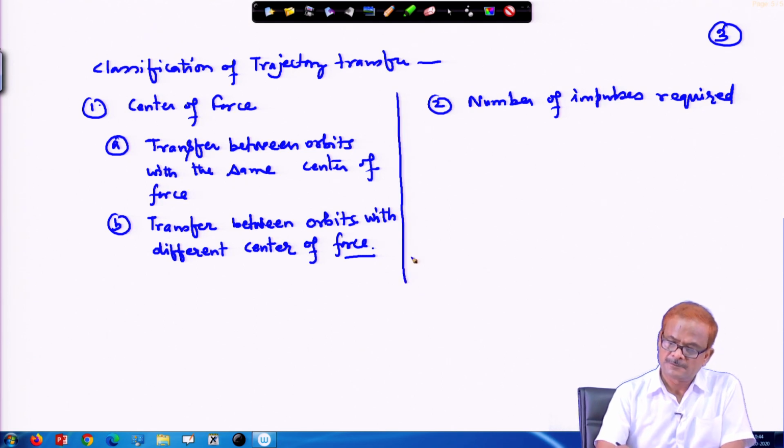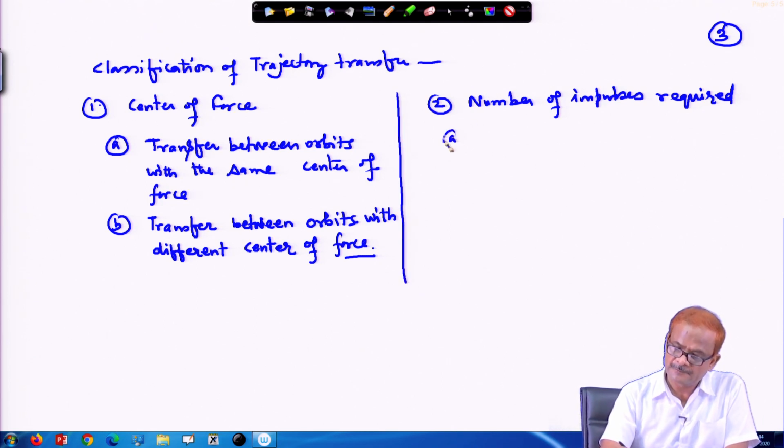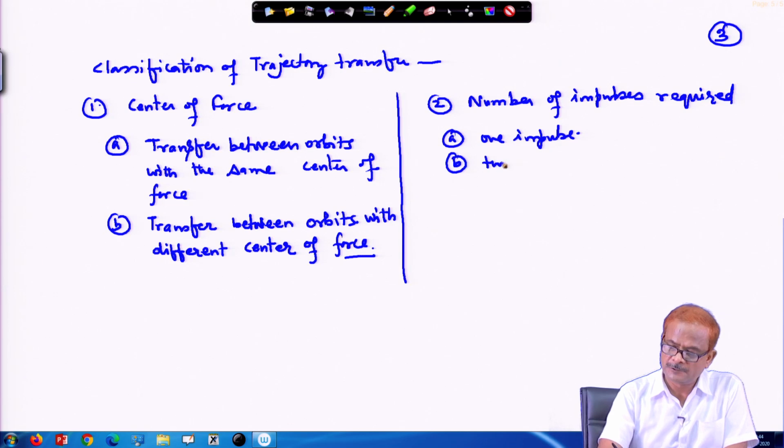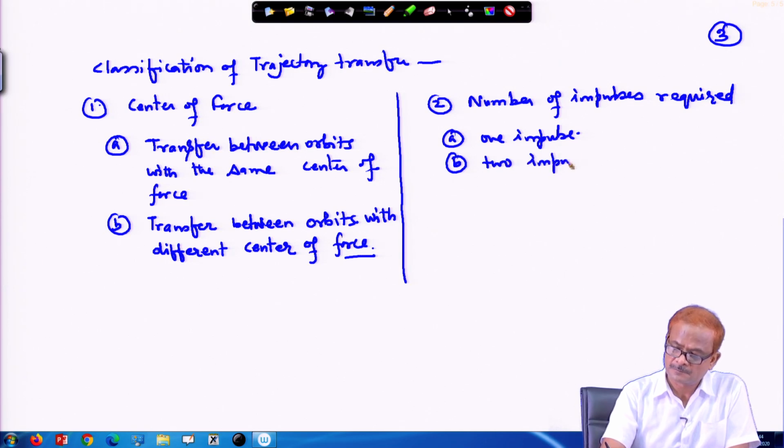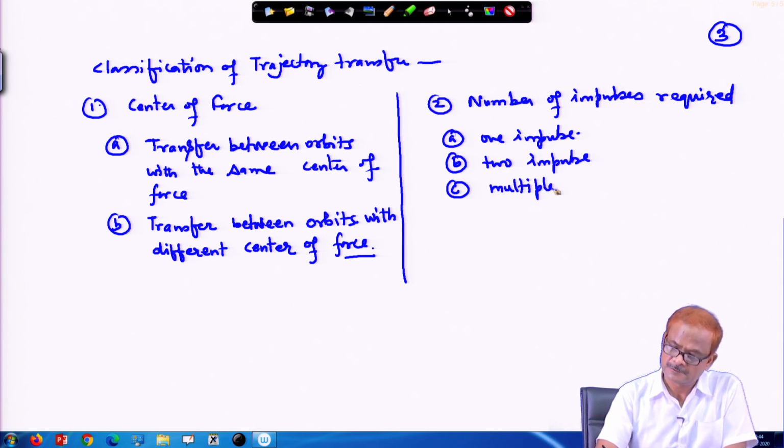Number of impulses. So, minimum one impulse required. So, one impulse, this is the minimum, two impulses, multiple impulses, three onwards, and then the continuous thrusting.